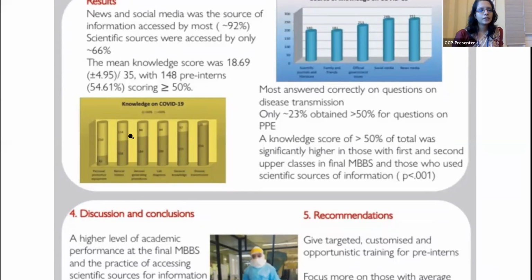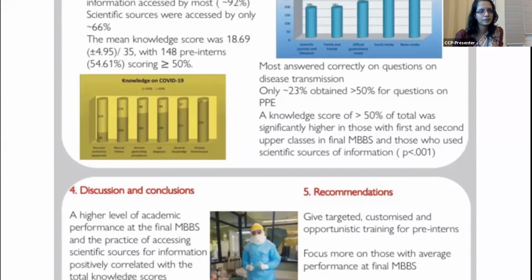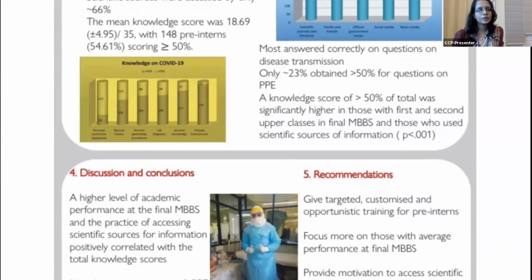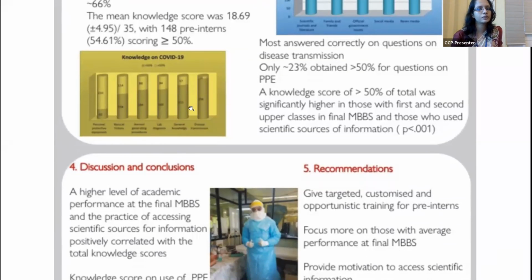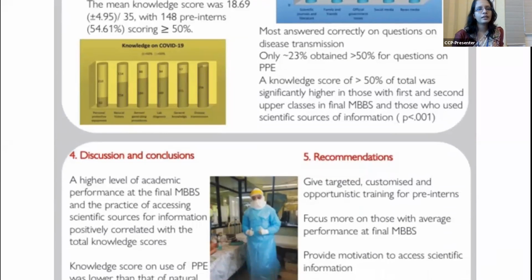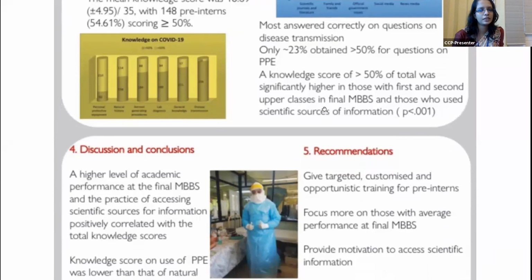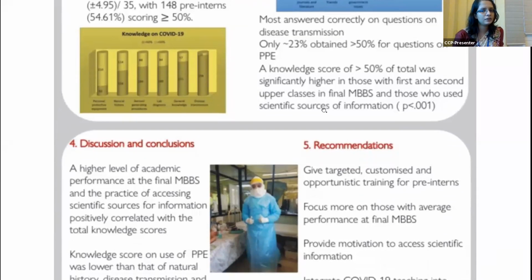This graph shows you the various aspects we posed questions on, and the best scored area was on disease transmission, while only 23% of the pre-interns obtained more than 50% for questions on the correct usage of personal protective measures. And we also compared the knowledge score with the performance at the final MBBS examination and the sources of information they used. And there was a significant correlation with the higher performance at the MBBS examination and usage of scientific literature, with achieving more than 50% out of the total score.